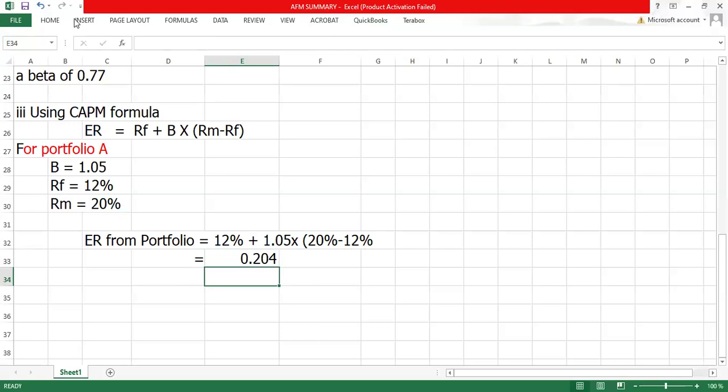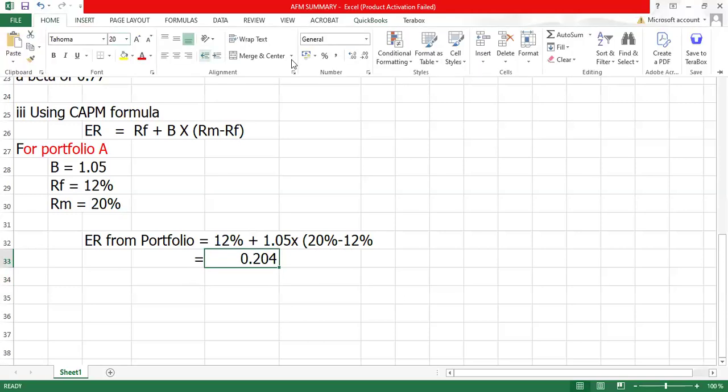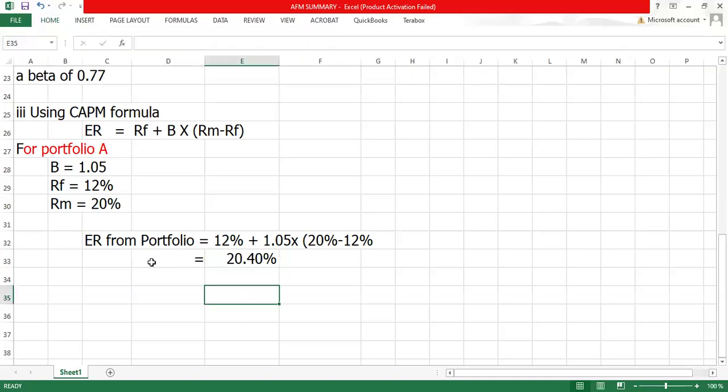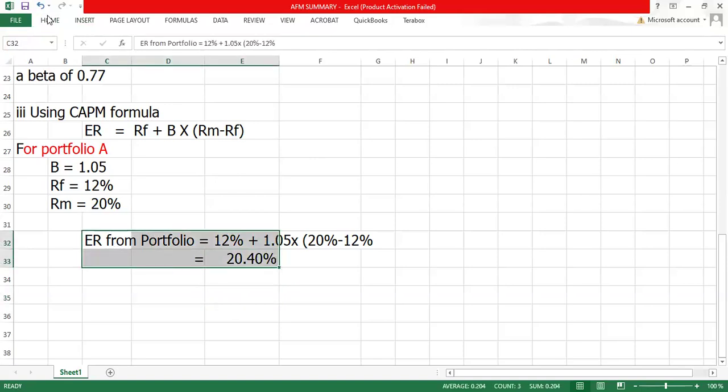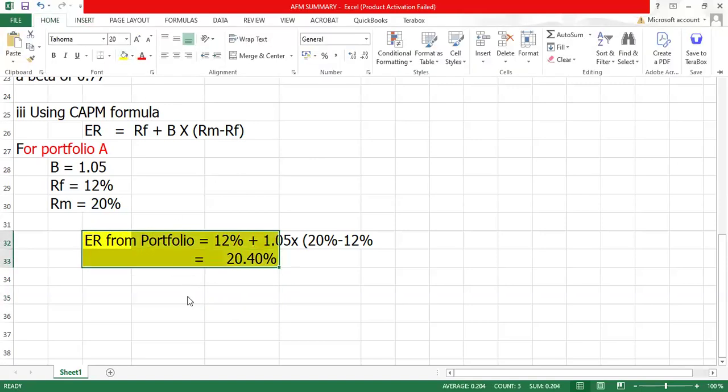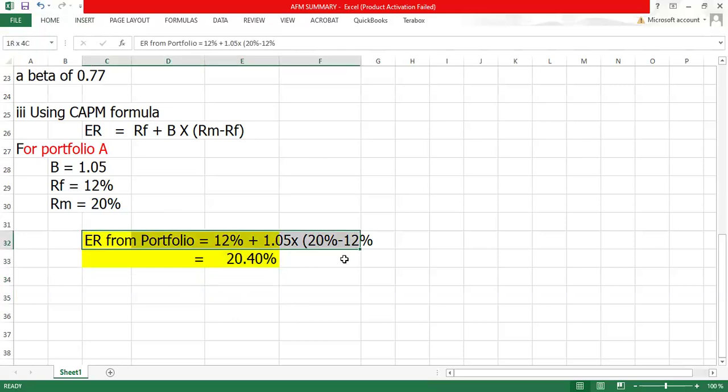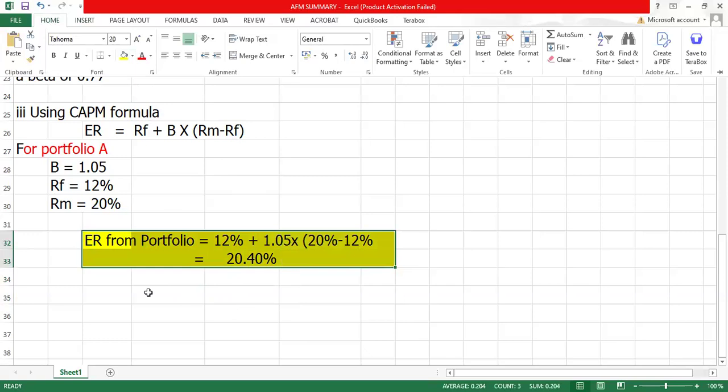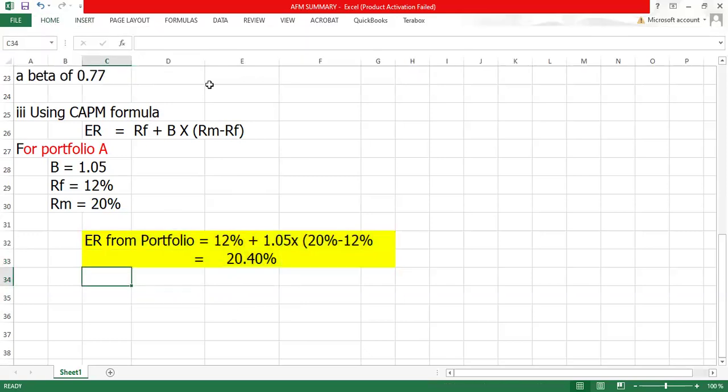Okay, that's what you get in percentage, because your answer must be in percentage. So in percentage, I have something like this. So that is your answer for this question.